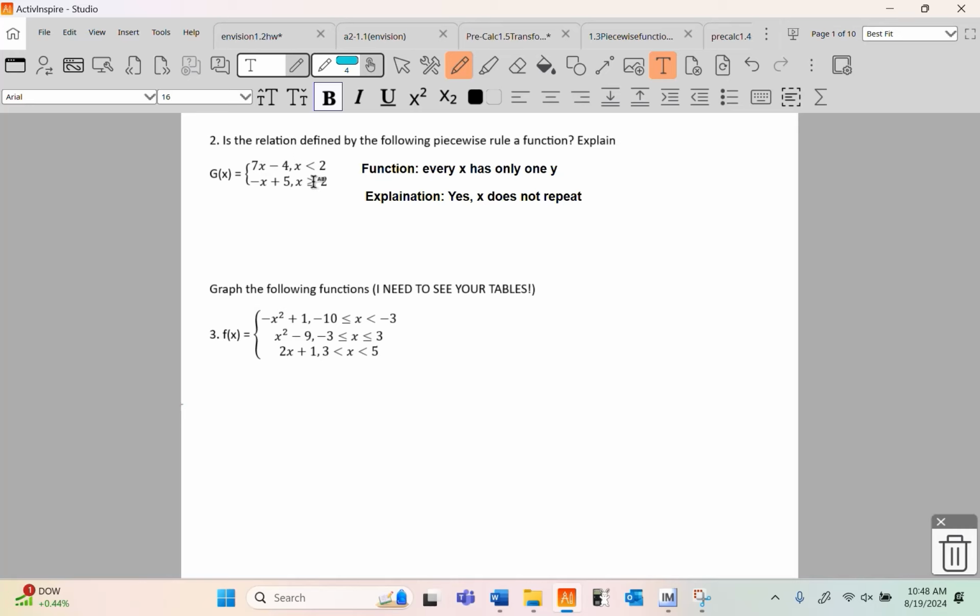The bottom function takes things that are greater than or equal to 2. So it's going to take a 2, a 3, a 4, and a 5, and it's only going to return one y value. This is a function because the x's are not repeating. That's good enough for y'all to understand.